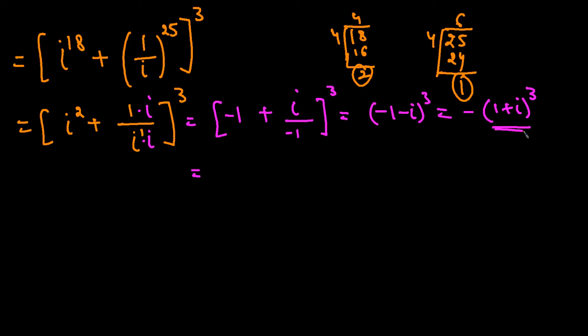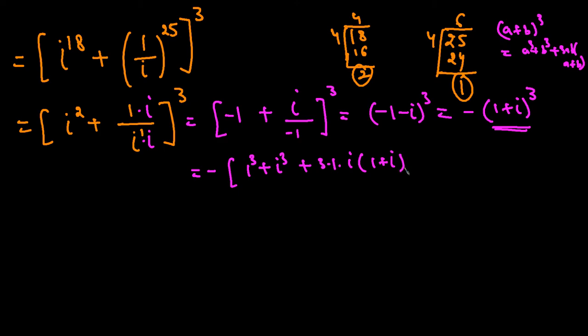And we're going to use the identity, (a plus b) cube, which is equal to a cube plus b cube plus 3ab into (a plus b). Okay, so that's what we're going to use in this case. So negative is outside, so we got a cube is 1 cube, then we got iota cube, then we got 3 times 1 times iota into (1 plus iota). There you go.